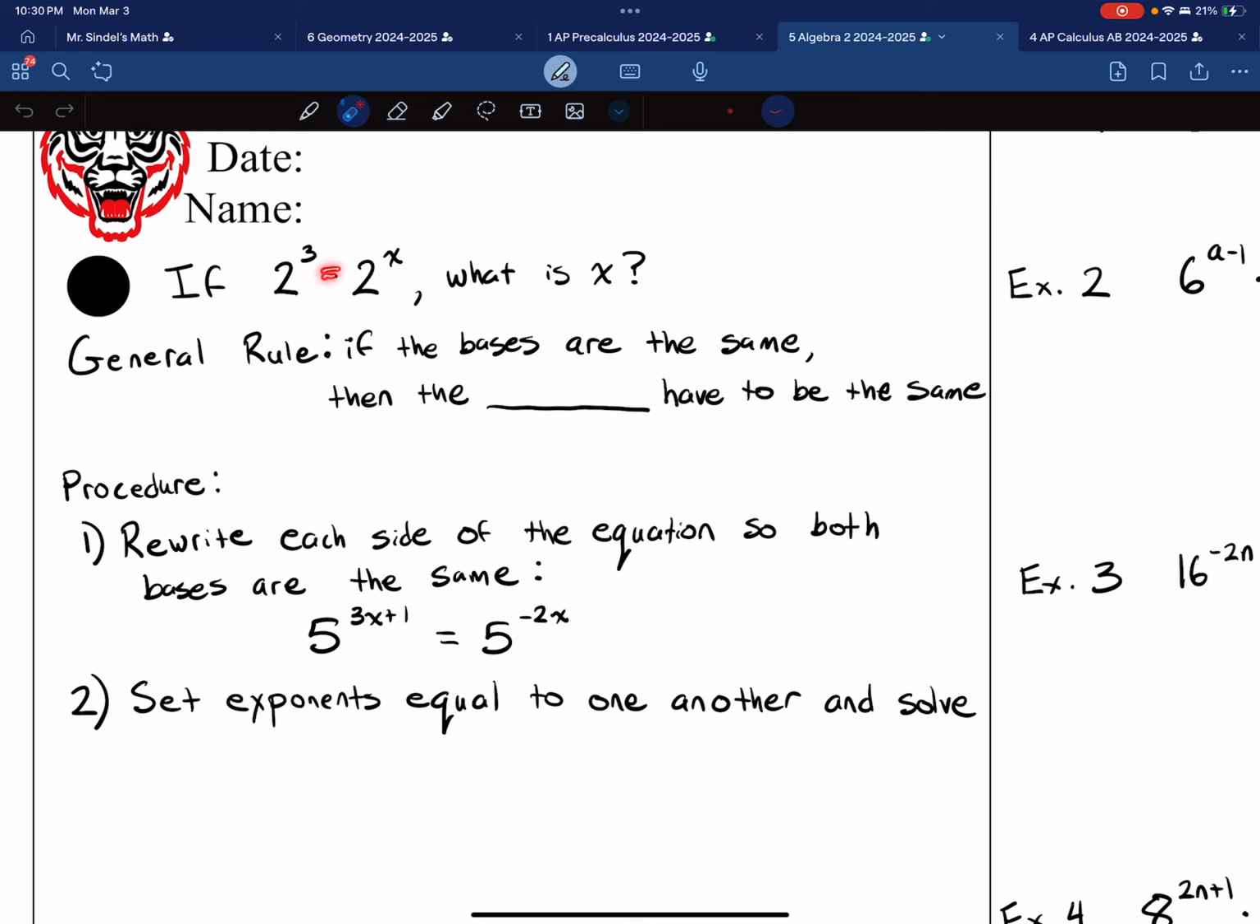So I'll say that again. Our general rule for today is if the bases are the same, then the exponents, or the powers, have to be the same. So I'll say the exponents here.